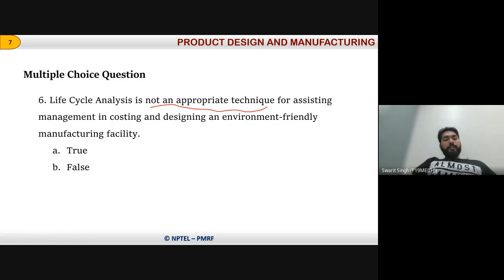Okay, so everyone is answering B. Yes, it is a false statement because life cycle analysis is a very important technique from which management gets an idea about the costing of the product and also about designing an environment friendly manufacturing facility.